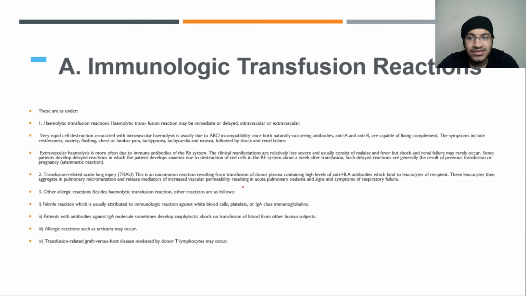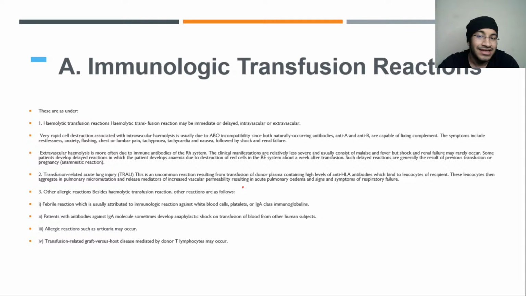And the symptoms include the restlessness, anxiety, flushing, chest or lumbar pain, tachypnea, tachycardia, nausea, followed by shock and renal failure. Now comes the extravascular hemolysis. Extravascular hemolysis is more often due to the immune antibodies of the Rh system, and the clinical manifestations are relatively less severe and usually consist of the malaise and fever, but shock and the renal failure may occur rarely.